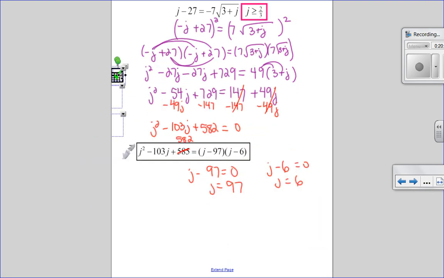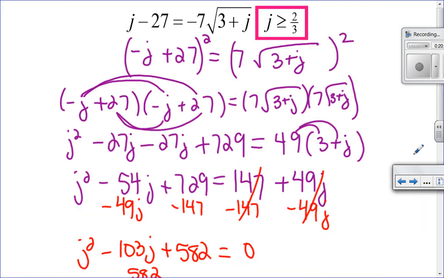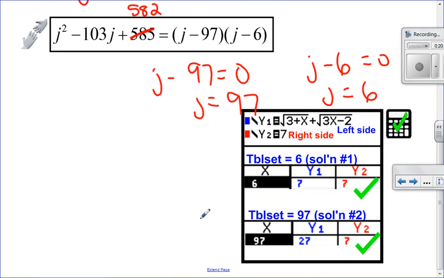Let's just go down here so we can see my solutions, and I'll make this a little bit bigger for you. Okay, so if I go onto my calculator, you can see I went back to my original equation. I put the left side in y1, the right side in y2. I start my table at 6, and I can see y1 equals y2. And then I start my table at 97, and I can see that they are not equal. So that tells me that only 6 is a solution. So 97 is wrong. That's not a solution. So the only solution is j equal to 6.